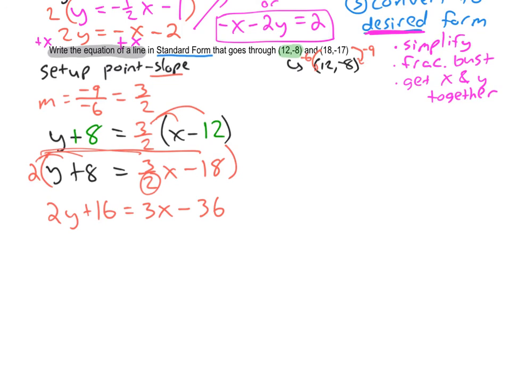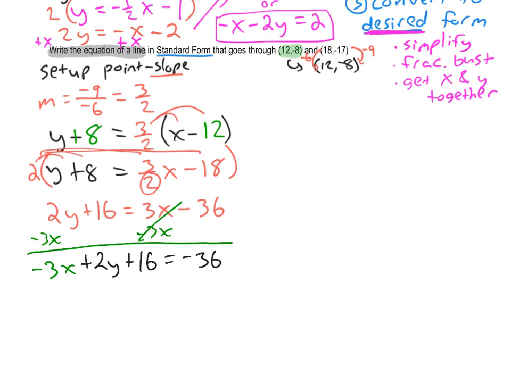Alright, so we're 2 steps away from getting our standard form. So we're going to get x and y together now. We're going to subtract 3x from both sides. So we'll have -3x, and we still have positive 2y plus 16 equals -36. Last thing we have to do is move over the thing that does not have an x or y. So -16 from both sides. We're going to have our final answer here, -3x plus 2y equals, that gets more negative to be negative 52.